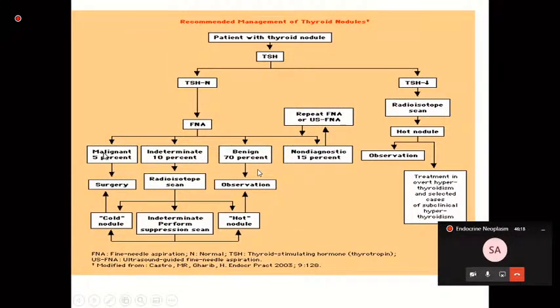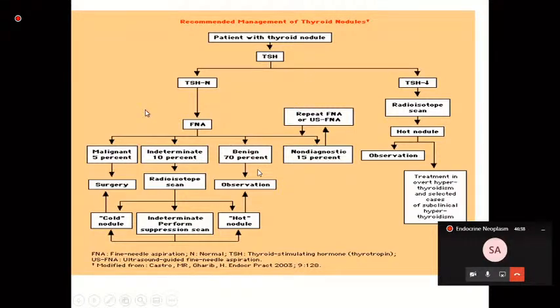In this case, we have to do the surgery. If indeterminate, it means we cannot assess. In this case, we do a radioisotopic scan to see whether it is a cold nodule, then we can do surgery. If it is hot, in this case we have to do observation.